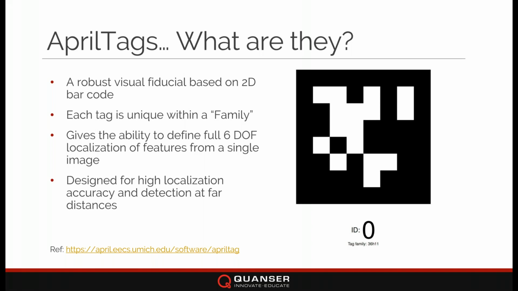I know each tag is unique because they're part of a family. Within that family and that tag, I can figure out a 6 degree of freedom characteristic about that image, and so I can fully define where I am oriented in space. The AprilTags themselves hold a lot of information, which is useful for me in a robotics application. Now, how do we incorporate that within our Simulink model?